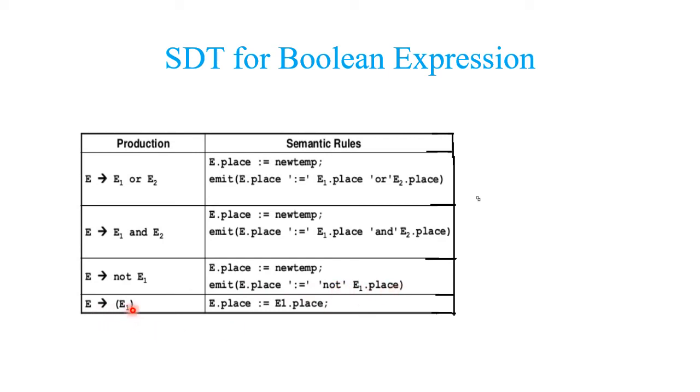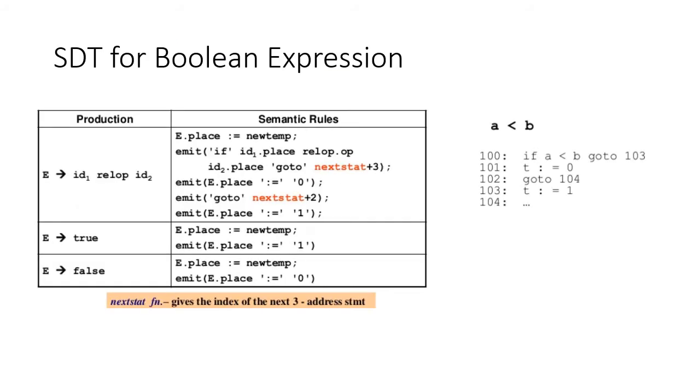E gives (E1). Here there is no need of a new temporary variable. Whatever be the value of E1, that gets assigned to E. E dot place equal to E1 dot place. Boolean expression can be ID1 relational operator ID2. For example, A less than B.